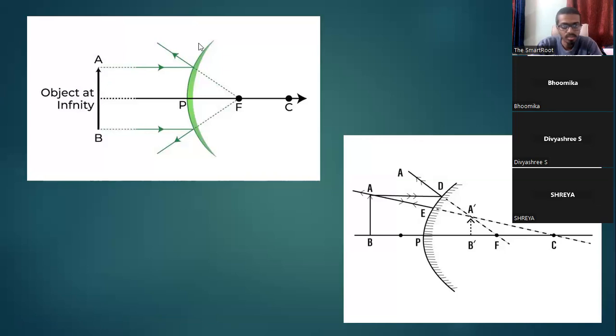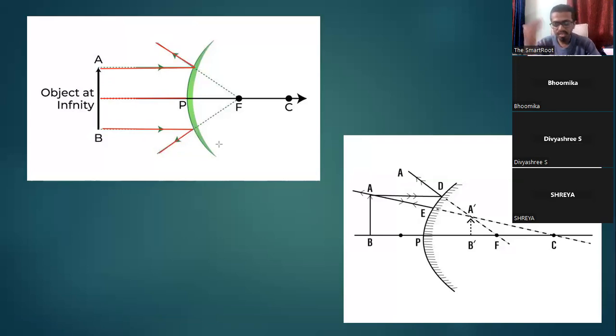Look at this. The incident ray is parallel to the principal axis. Again, the incident ray is parallel to the principal axis. Again, the incident ray is parallel to the principal axis. Means it is going along the principal axis only. Now, what happens to the reflected ray? The light is getting reflected like this. The same thing is happening here also.